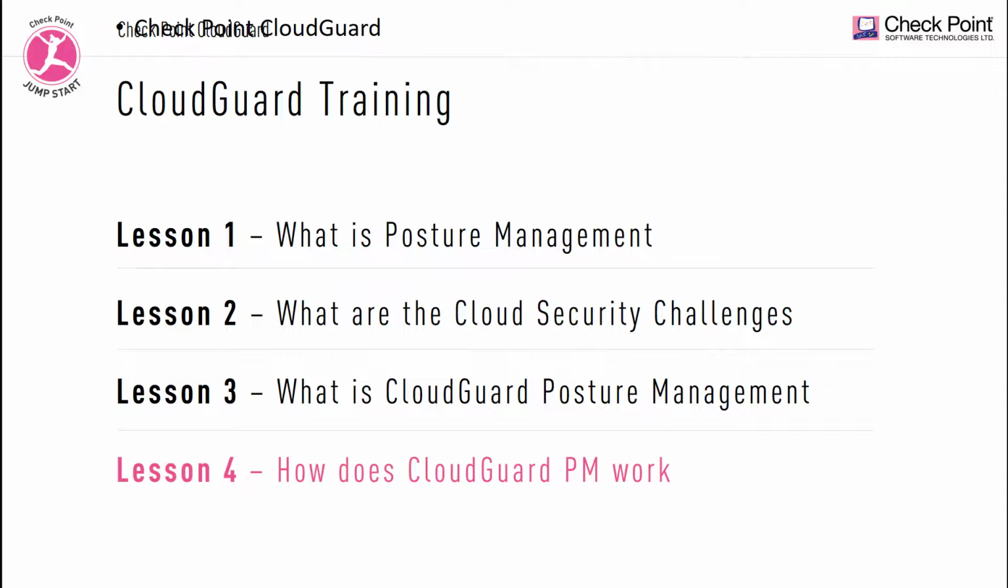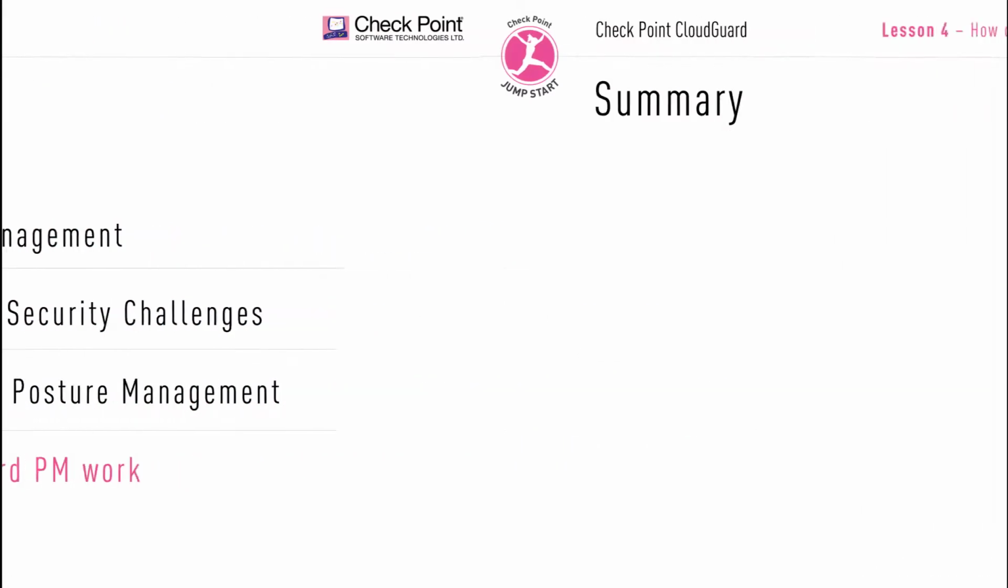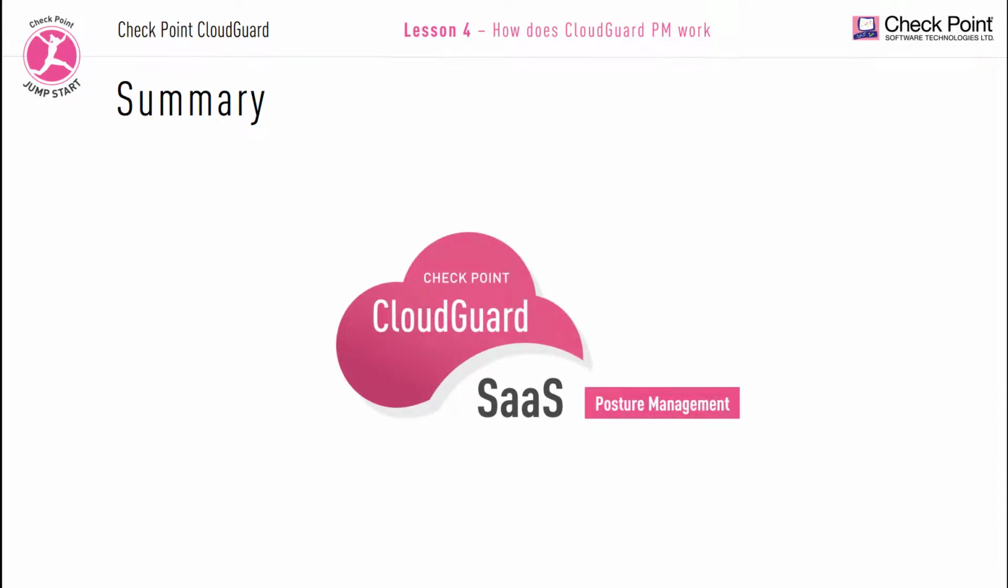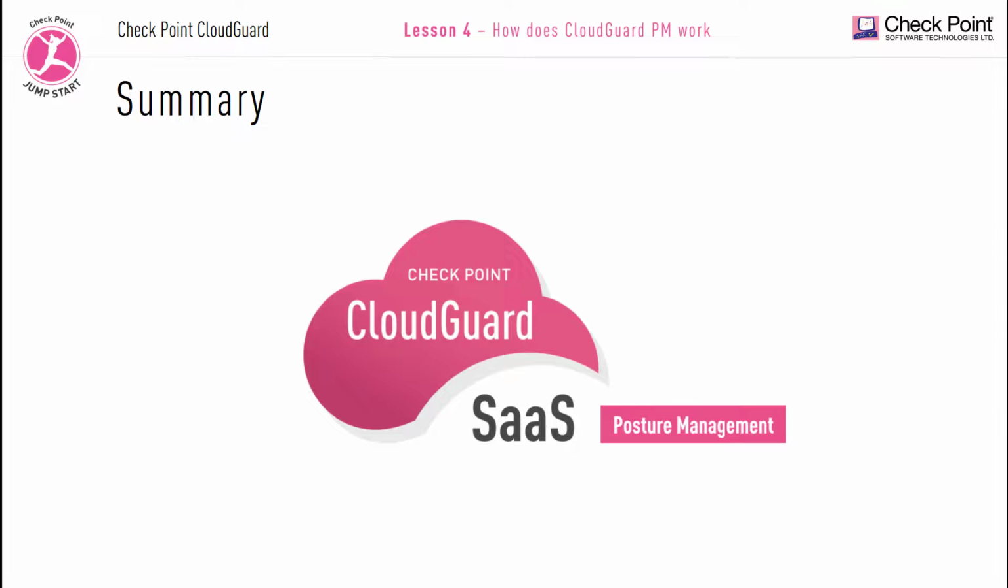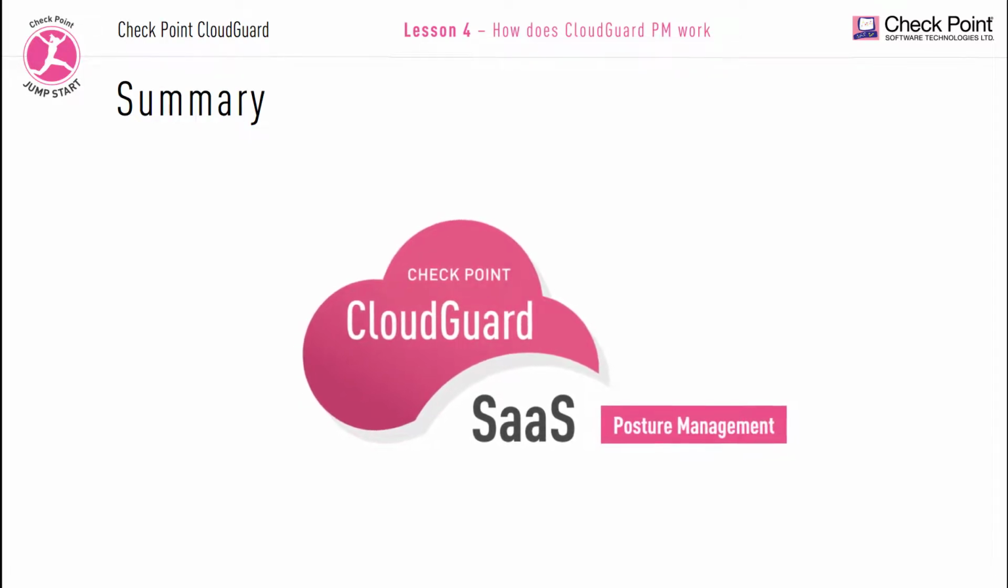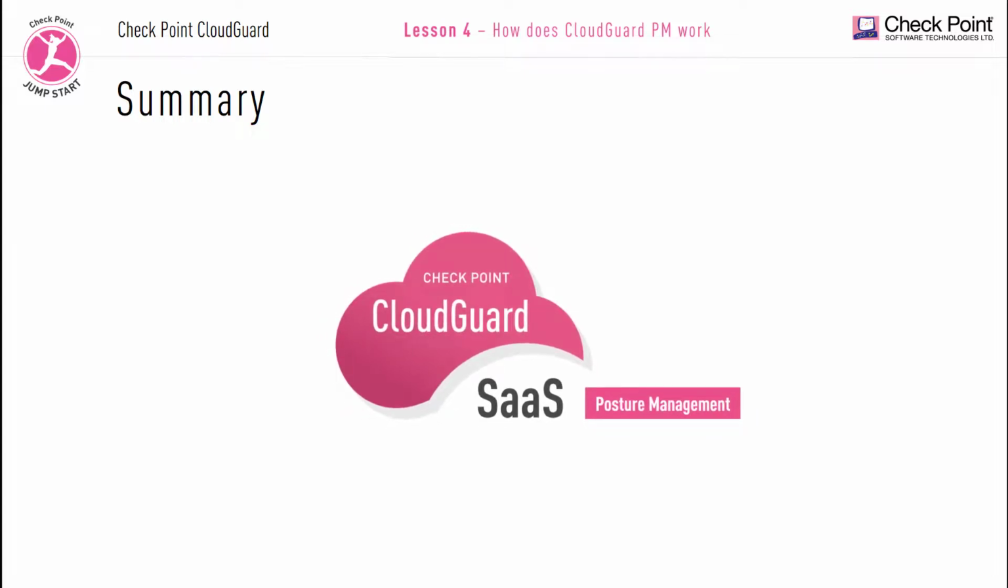In Lesson 4, how CloudGuard Posture Management works, this was our final lesson, and so we discussed how it all functions. We discussed a bit how the architecture works and also demonstrated how to get started. We discussed that CloudGuard Posture Management solution is a Check Point SaaS solution. It's an agentless solution, meaning that no software or client agent needs to be installed on your PC, nor in your cloud service provider's accounts. All you need is a PC with a browser.